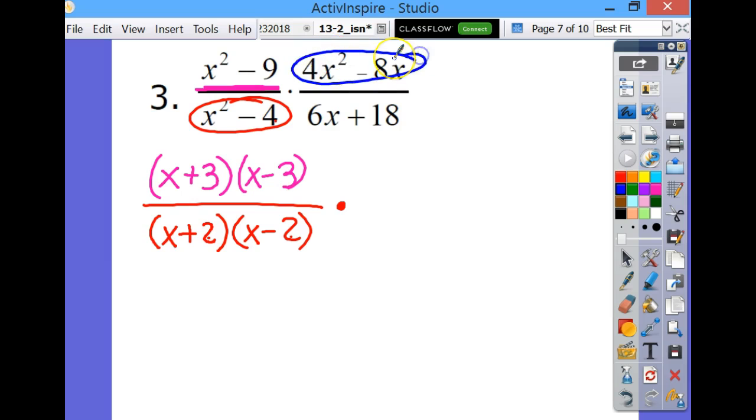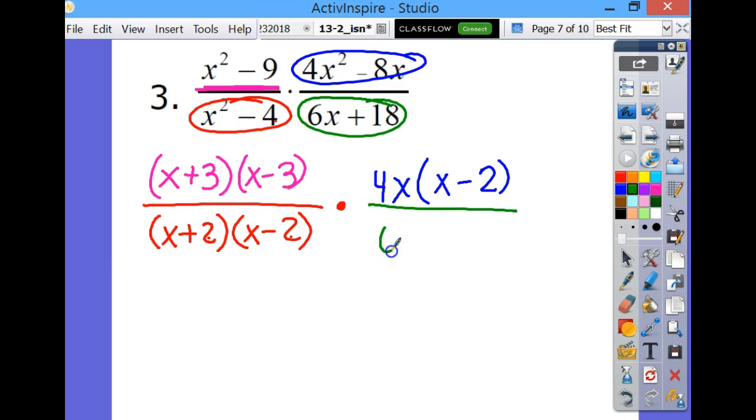What factors out of this? When you take a 4x out of this, that's what you have left. Let's see. What factors out of this? When you have it completely factored, then you cancel everything that you can. X minus 2 cancels x minus 2. X plus 3 cancels x plus 3. Is there anything else that will cancel?